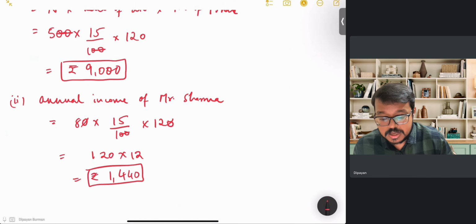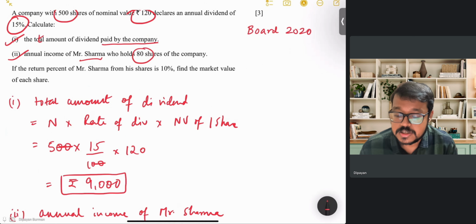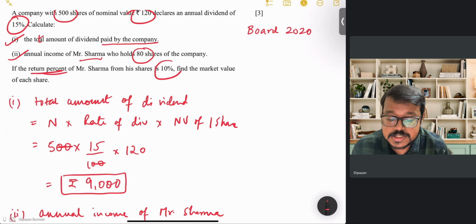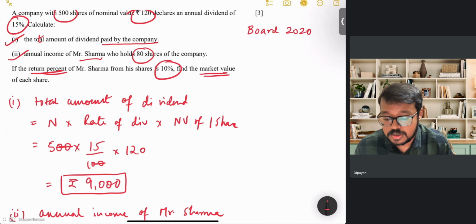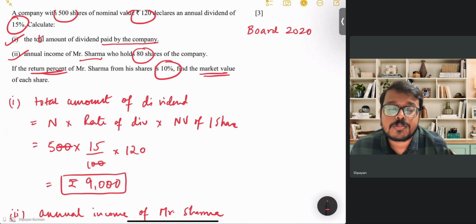All right. Now there is the last part, which is asking if the return percent of Mr. Sharma from his shares is 10%, find the market value of each share. Now there are two ways of solving this. I will show both the ways. The normal method is that we apply the formula for return percent or rate of return.